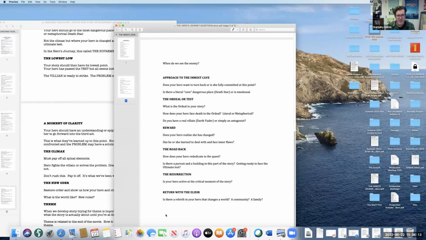And finally, the rebirth, right? Is there a rebirth? And this is the question that you ask at the end of your movie. Is it a rebirth that changes the world, a community, or a family? And that's what I said at the beginning. The world, man, you're dealing with something that is a tentpole pitch movie.